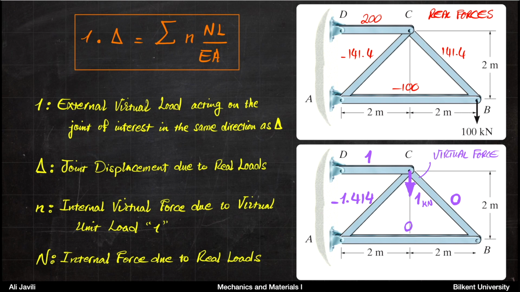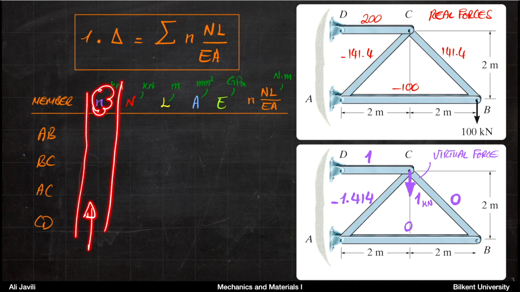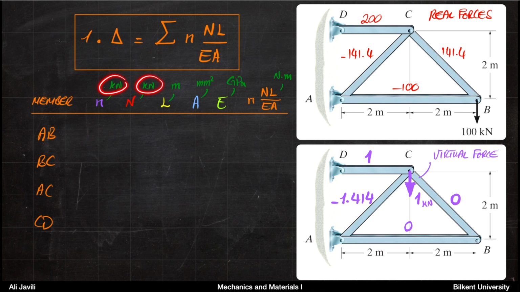So what you want to do now is to just use this information in the formula that we have here. And in order to do that carefully and clearly, we draw the table again. We have our members AB, BC, AC, and CD. For each of them, now you see there is a new column here. There is this column that has small n, that's the virtual force. And then for clarity, I'm writing the dimensions also, or the units.